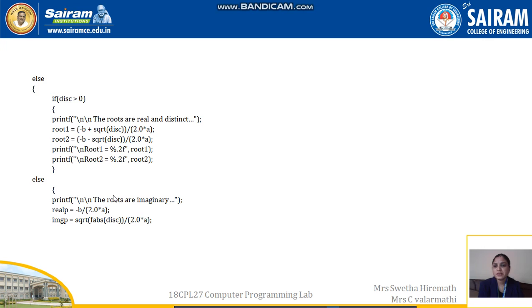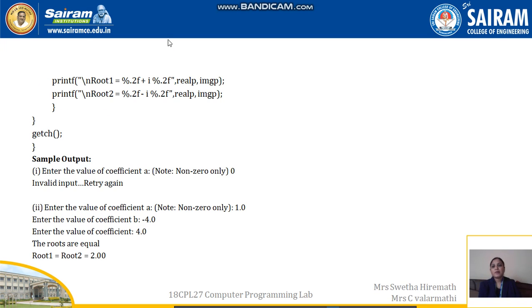Imaginary means it will consist of a real part as well as an imaginary part. The real part we get by minus b by 2 into a, and the imaginary part we get by square root of fabs of the discriminant value divided by 2 into a. fabs tells us that if we have a negative value for the discriminant, it will consider only the absolute value, that is only the positive value. It will not be neglecting the sign of the discriminant. So we are considering it as fabs. This is one of the inbuilt functions used.